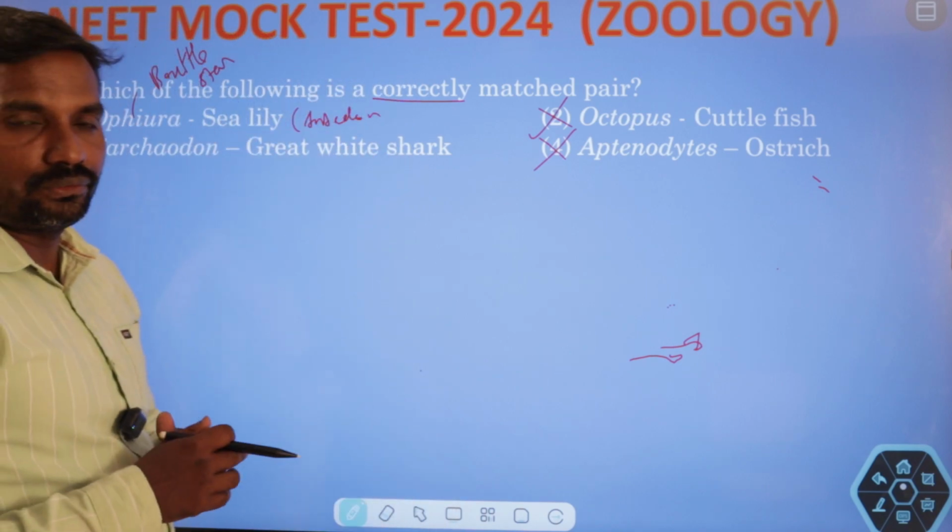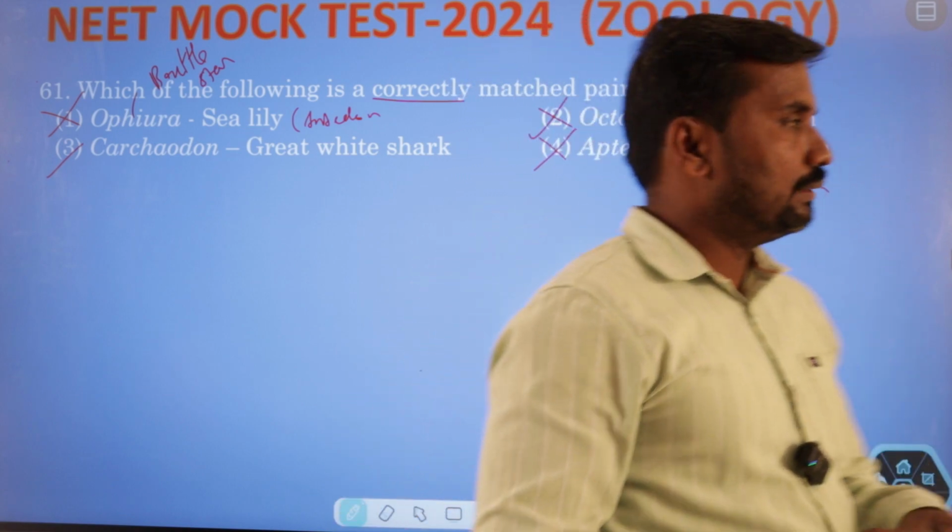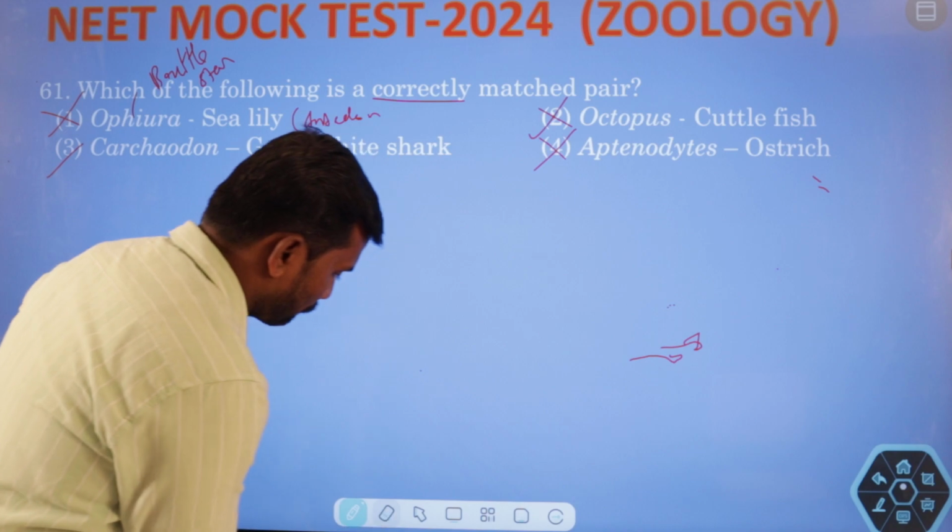So in the animal kingdom questions, we must remember all the scientific names along with the common names. If we know them, we can attend the questions better.